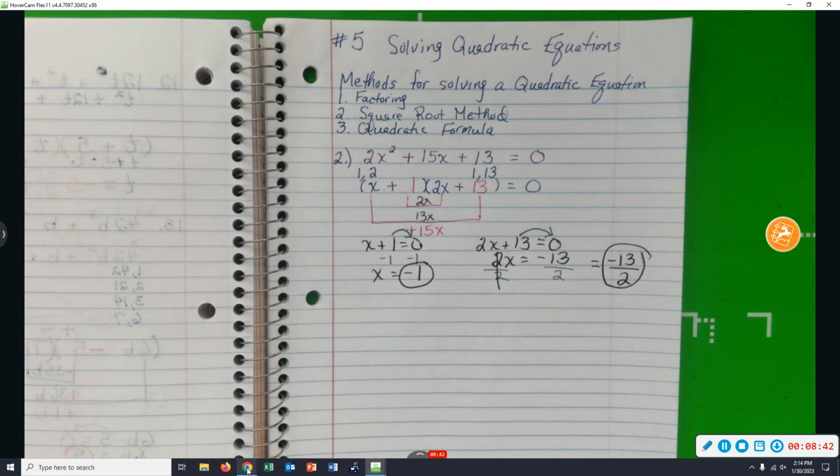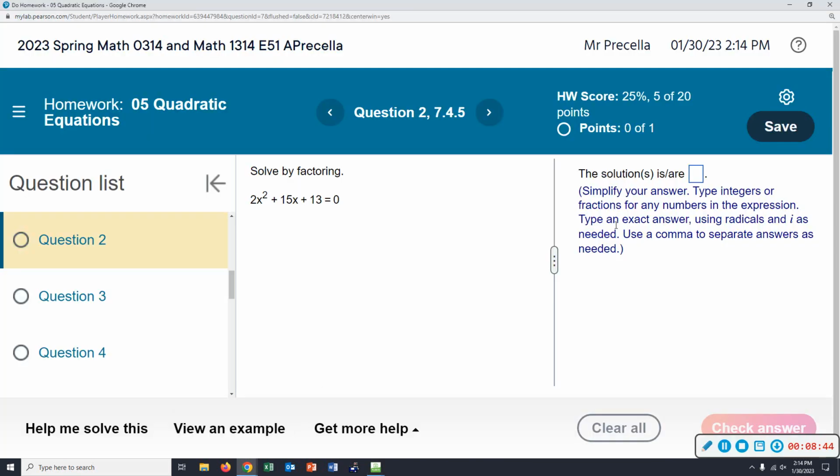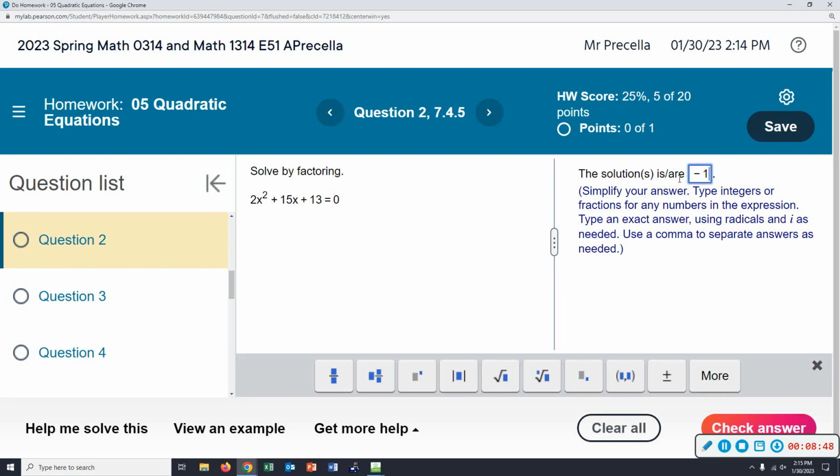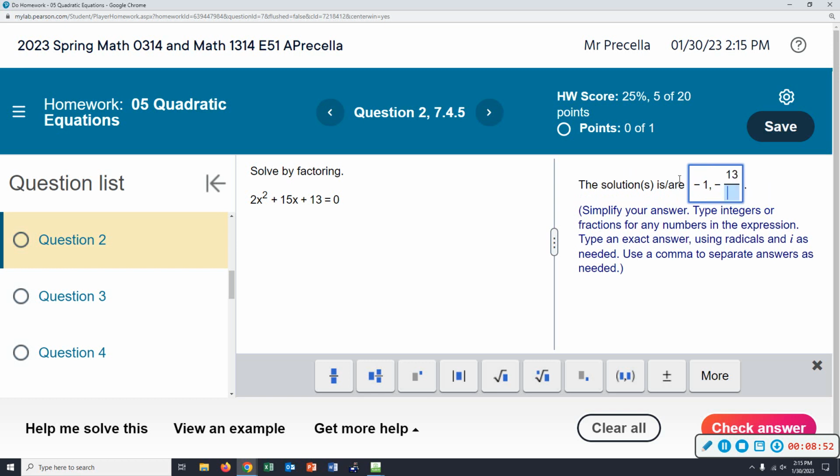Y'all remember doing that the last time? Okay, so negative 1, comma, negative 13 over 2. And you were just hitting the little... Oh, and I just used the slash.